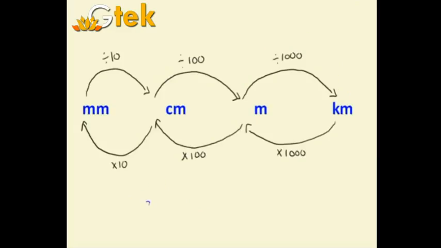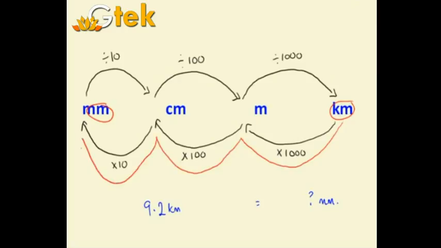Similarly, we will take some more examples. So 9.2 kilometer, and how much millimeter? So from kilometer I have to convert it into millimeter. So it's a lengthy process, right? So let us see. Kilometer to meter, meter to centimeter and centimeter to millimeter I have to do, right? So they have given us 9.2 kilometer. So 9.2 into 1000, right?